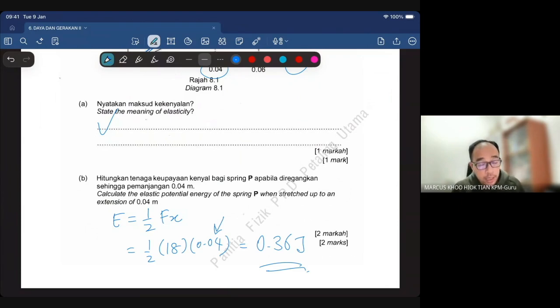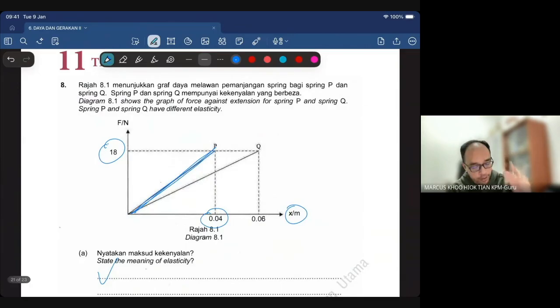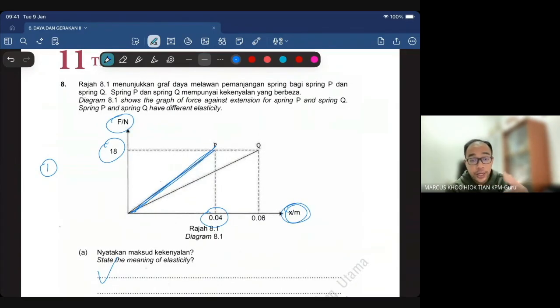Also, I think we should make notes about this, okay? Because this is a common graph. So this graph shows you two very important things. Number one, the F against X graph: the gradient represents the spring constant. The gradient represents the spring constant.